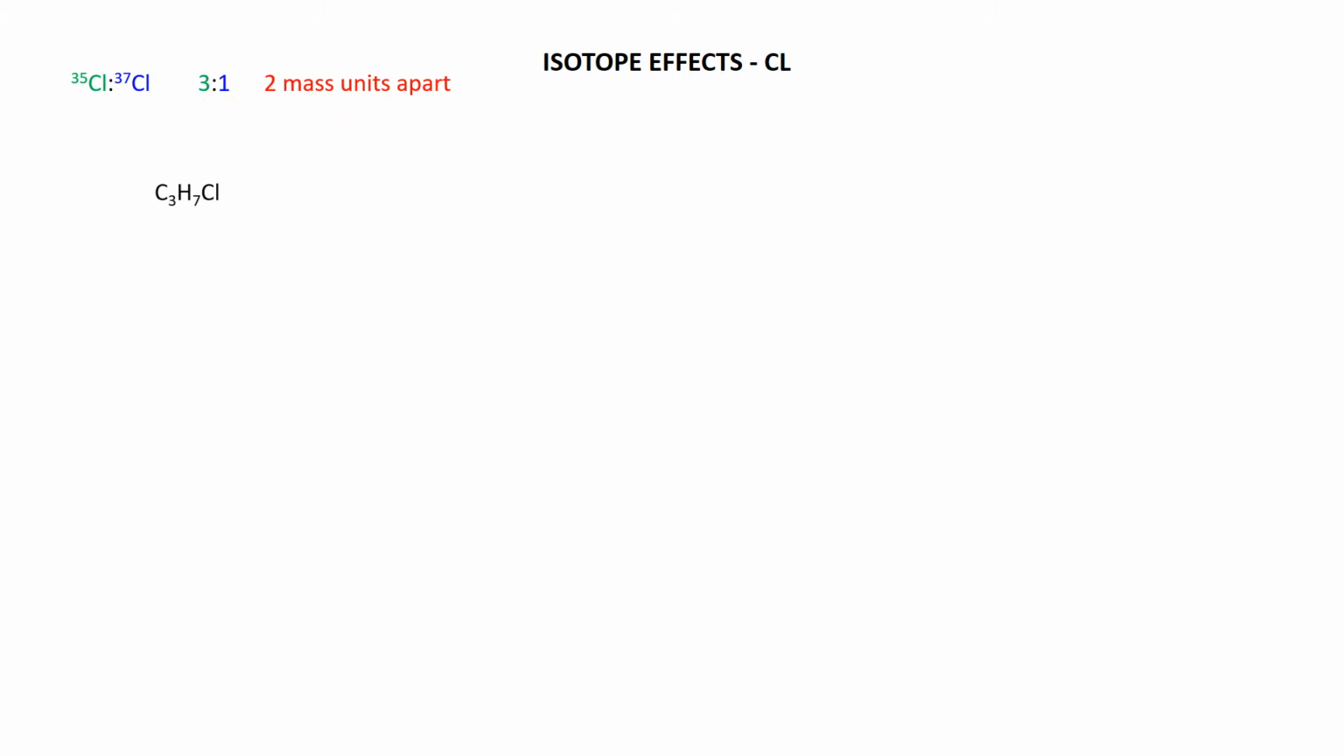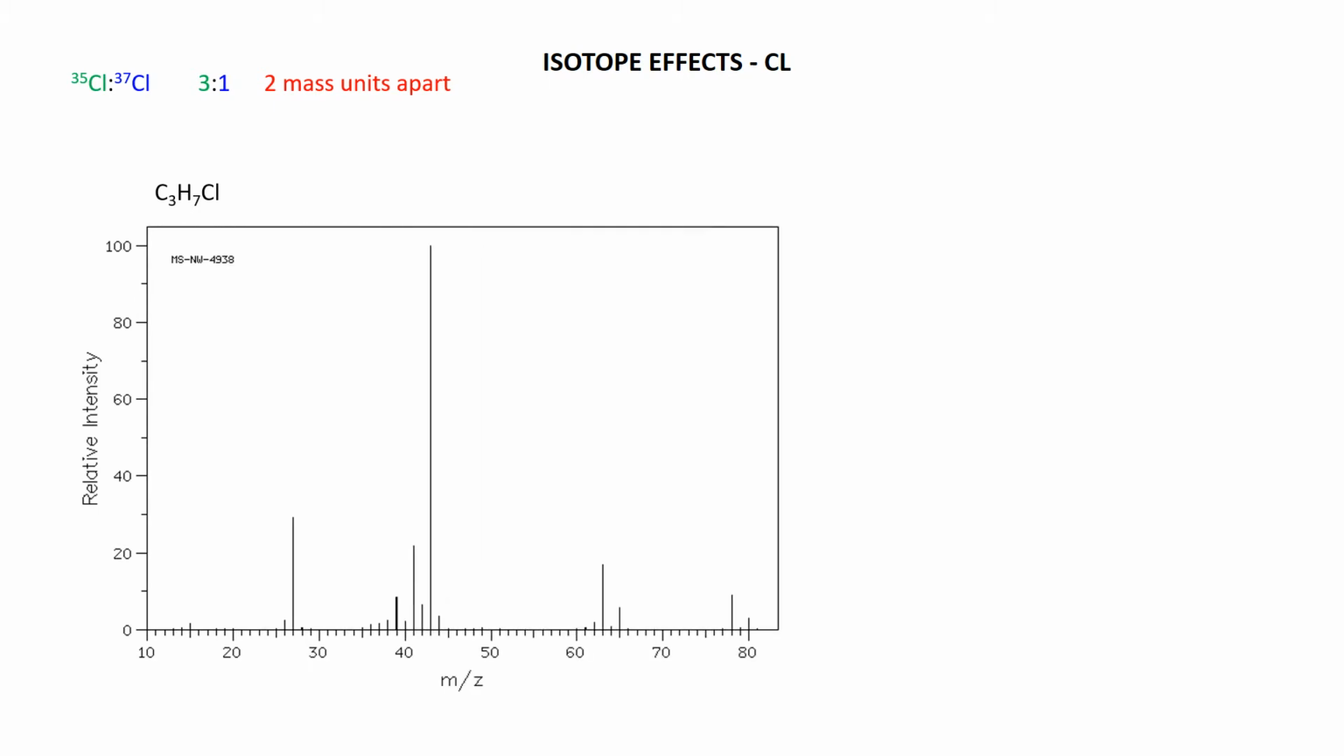So if we illustrate this, for example, with chloropropane, the big base peak is at 43, and that's the C3H7, so just essentially losing a Cl. But we're not interested in that. What we're interested in are these two peaks here that are separated by masses of 2, right? So 63 to 65 and 78 to 80. And I hope you can see that the heavier peak is about 1/3 of the height of the lighter peak.